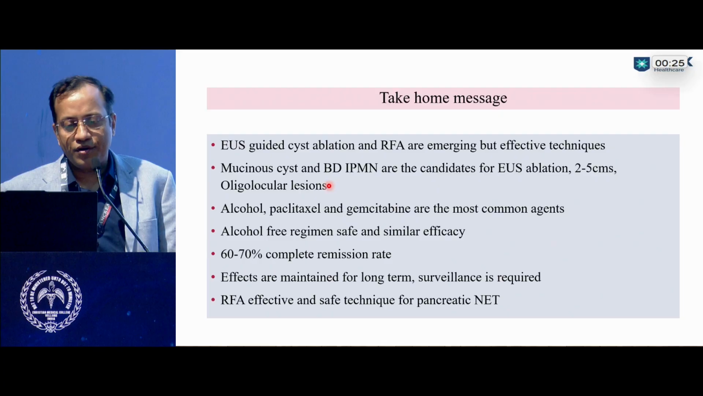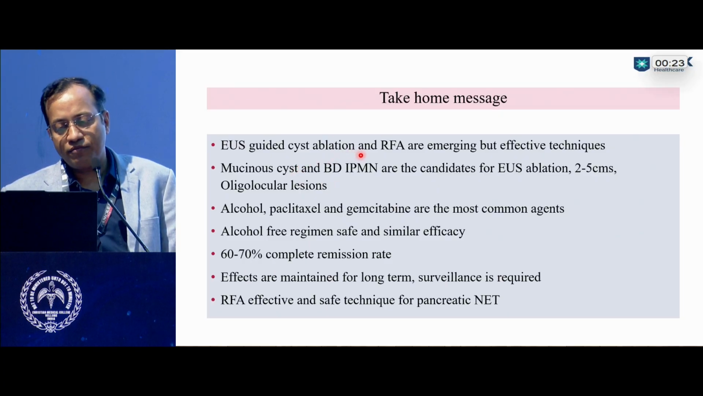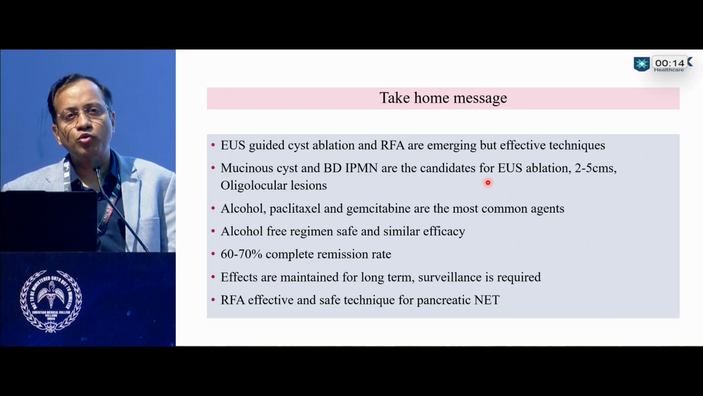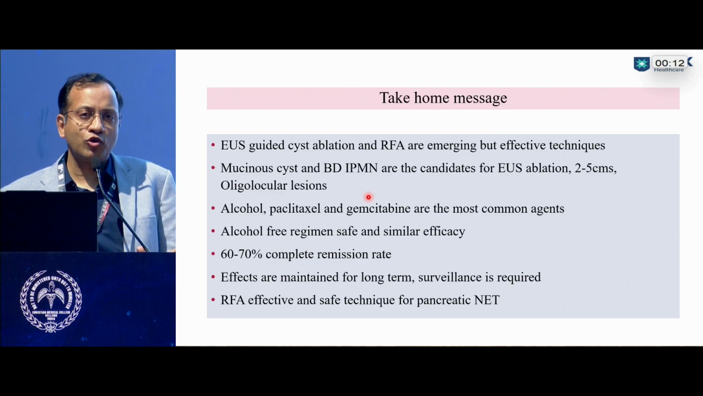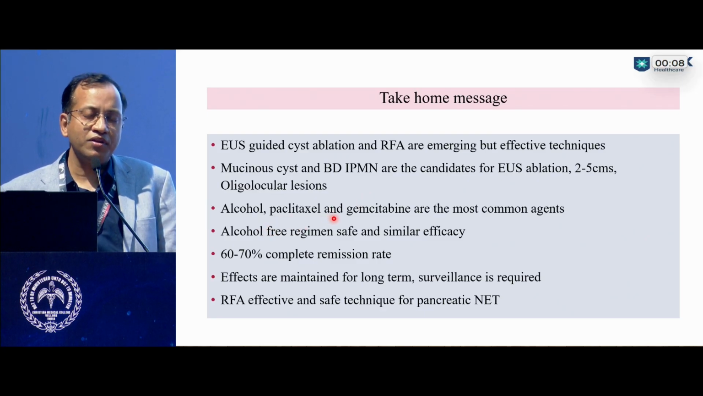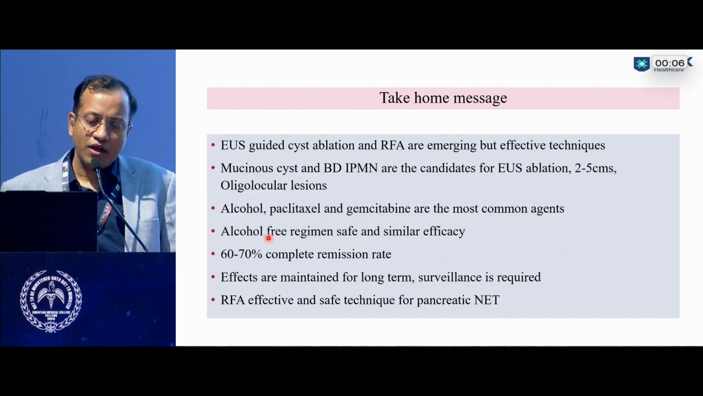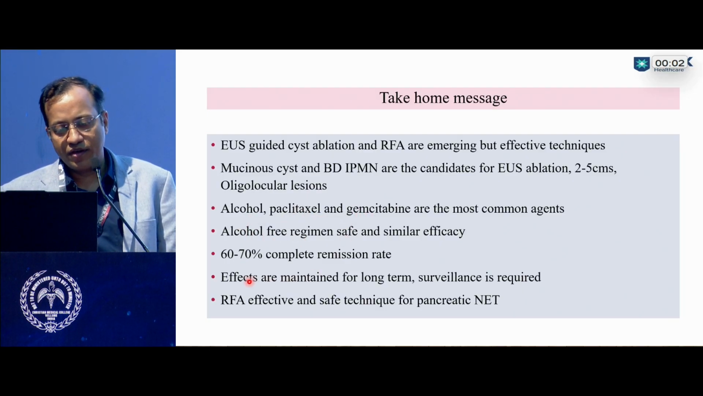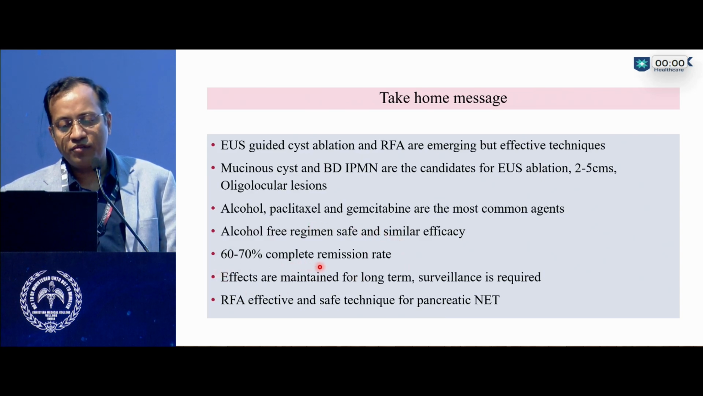So to summarize, EUS guided cyst ablation and RFA are emerging but effective techniques. Mucinous lesions and BD-IPMN are candidates for EUS guided ablation. Size should be between 2 to 5 cm, and it should be oligolocular. There should be fewer than 4 locules. Alcohol, paclitaxel, and gemcitabine are the most studied agents. With an alcohol-free regimen, there may be reduction in the side effects, and the complete remission rate is around 70%, and the effects are maintained for the long term.